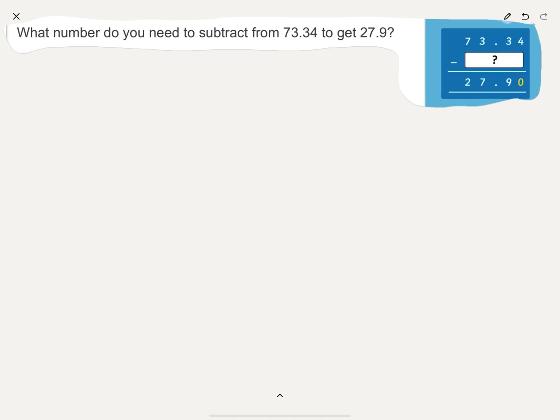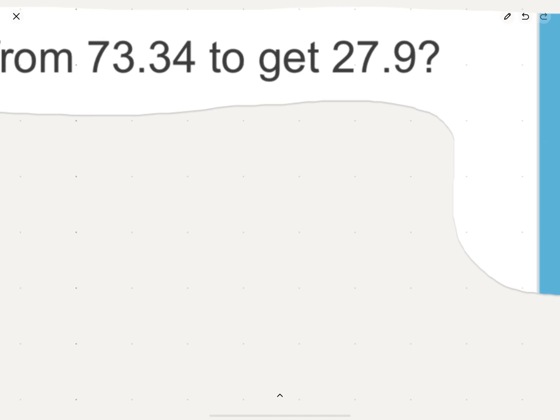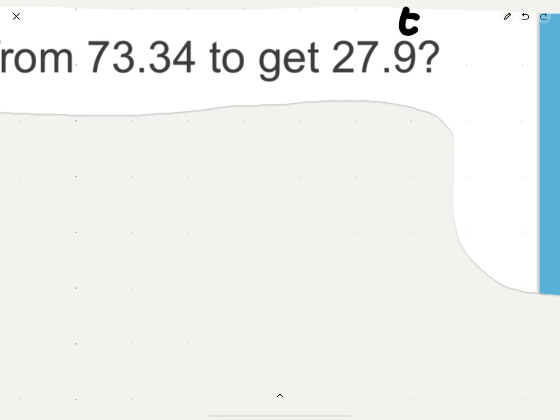Okay, so what it's saying is 73.34 subtract 27.9. The first thing that will throw you is the fact that this is your tenths, and then you've got tenths and hundredths.